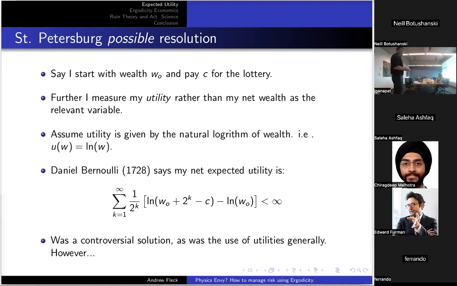So he chose, in this case, a logarithmic utility, because the rate of change slowly decreases as you get more wealth. And if you calculate expected utility instead of expected wealth, your net expected utility does converge. So this provides a possible resolution, and you could actually solve for what your C would be in this case. It provides a way out of this paradox.